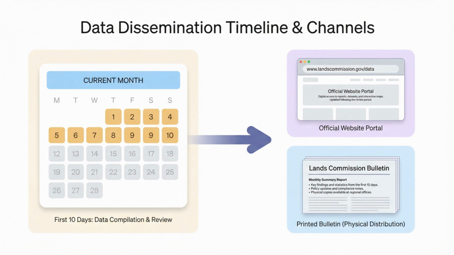To maintain transparency, Section 204 requires the land registrar to compile a list of all newly registered interests every single month. This list is sent to the Director of the Land Registration Division, who must publish it in the Lands Commission Bulletin and on their website. Failing to do this is actually considered professional misconduct.